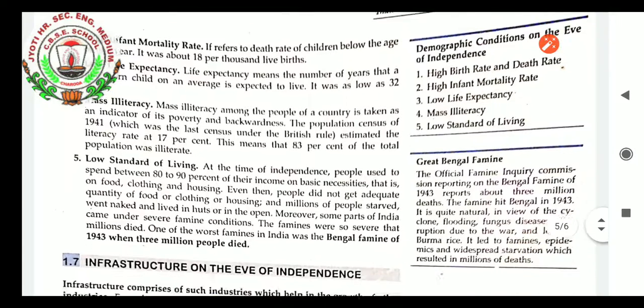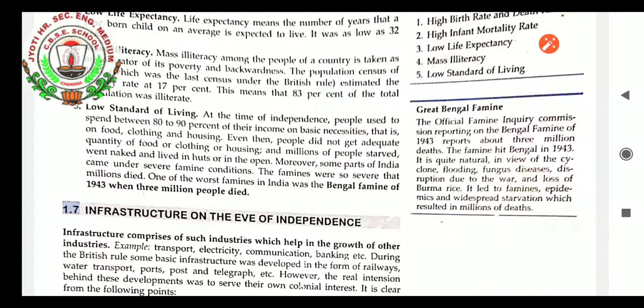Next comes low standard of living. Before explaining this point, even the living was very difficult. How could we think about standard of living? The people were having lots of problems. They could not meet the basic needs of life, that is food, shelter and clothes. So how could they think about standard of living? Definitely this point will be low during or before the independence.